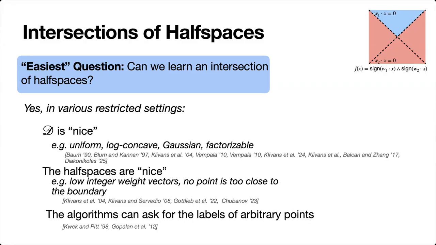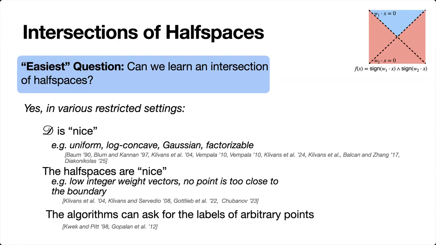Finally, we have algorithms in the case where you can ask for the labels of arbitrary points. So if you can query a point x and get back the value of the hidden function on that point x, we again know that you can solve this in polynomial time. Now, I'd like to motivate the general distribution-free setting by saying that, for one thing, it's interesting to know what we can say without making any restrictions on the distribution.